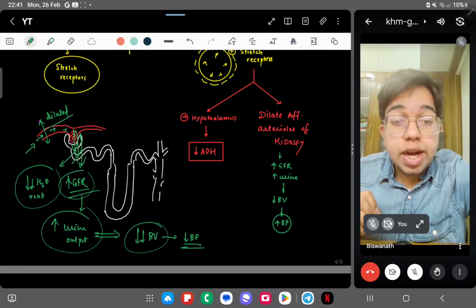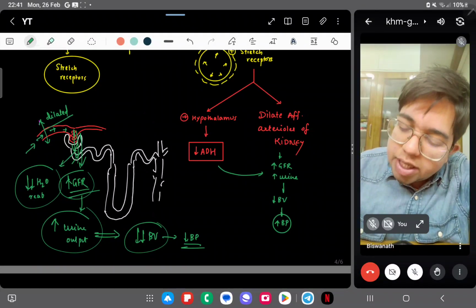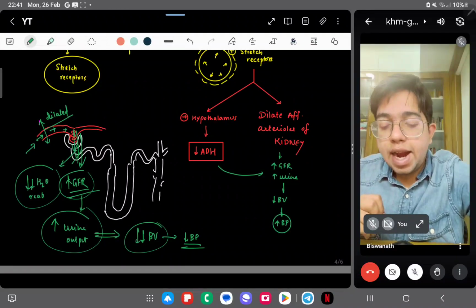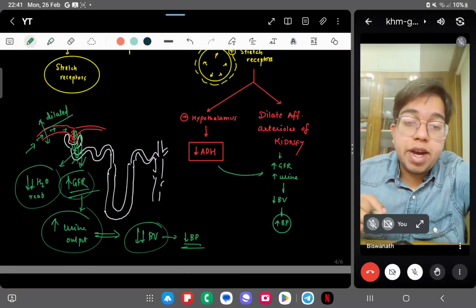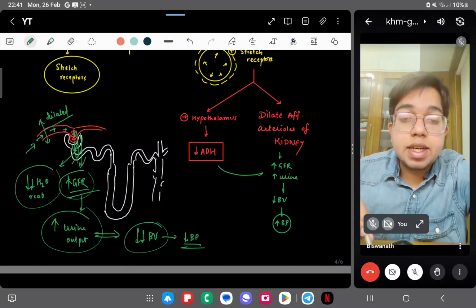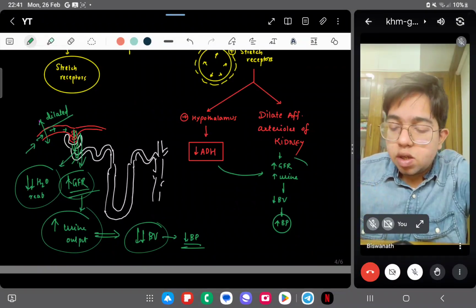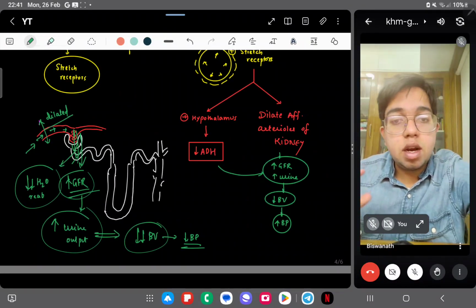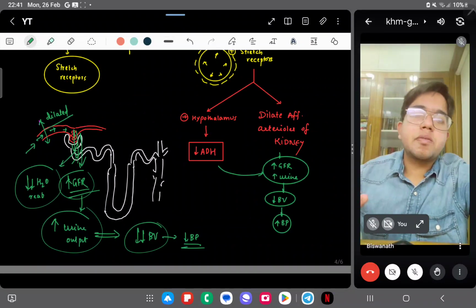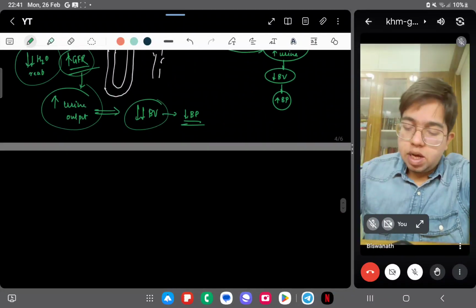What will the ADH do? Decreased ADH means increased GFR. Do you understand this? Antidiuretic hormone, preventing urination, and this is decreased. So excess urination. So increase GFR, increase urine, decrease blood volume, decrease BP. Done. Easy. This is the atrial reflex.